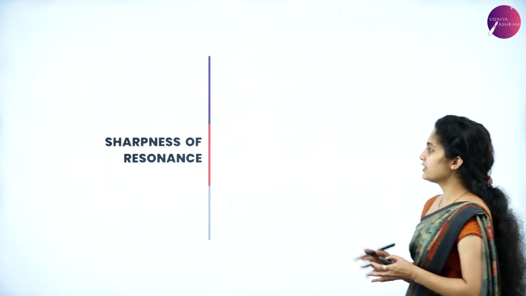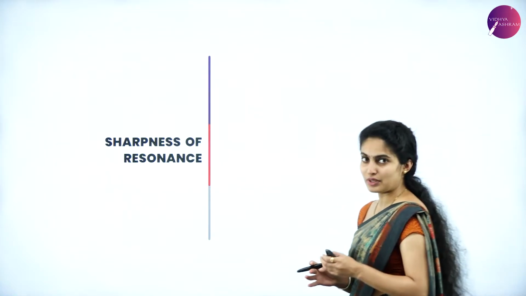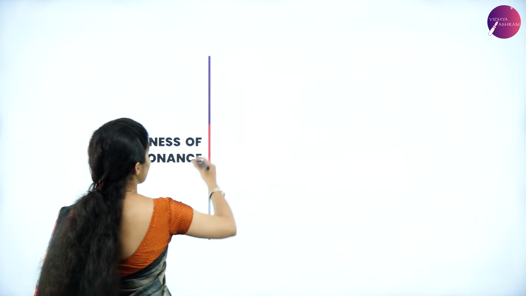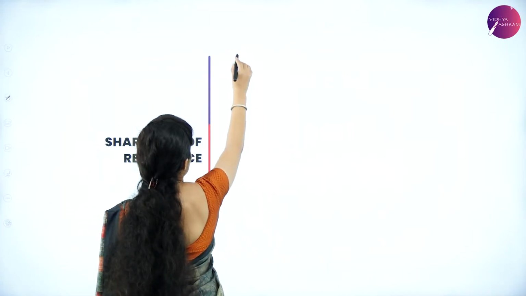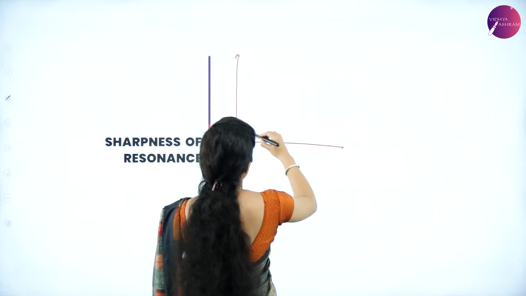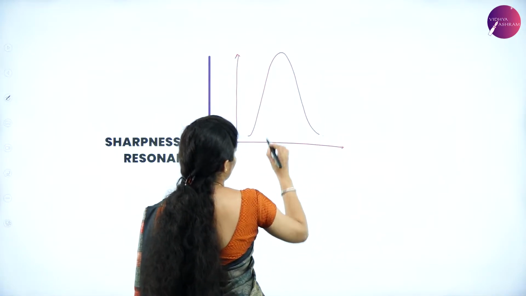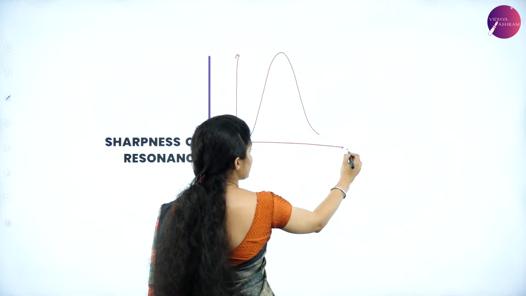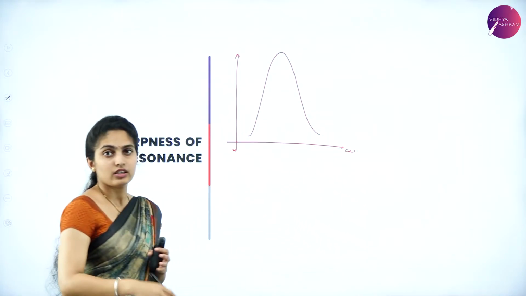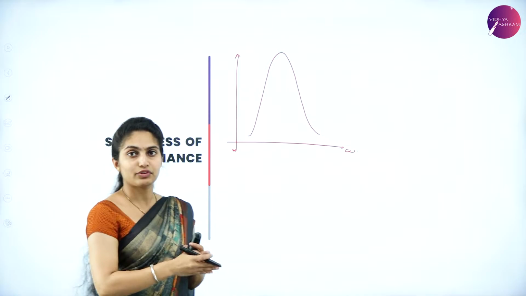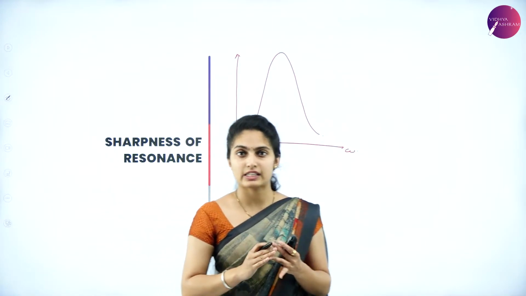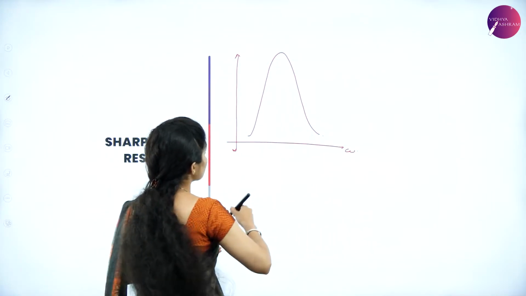So first of all, let's deal with the sharpness of resonance. By taking the LCR circuit's waveform diagram into account, we will get the resonance curve, that is electrical resonance. It is given in this form. This is the omega axis, and the y-axis will give you the amplitude of current as well as voltage.